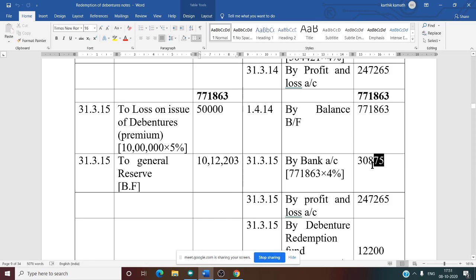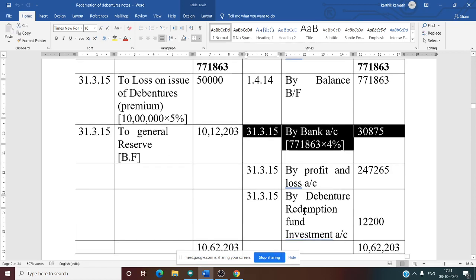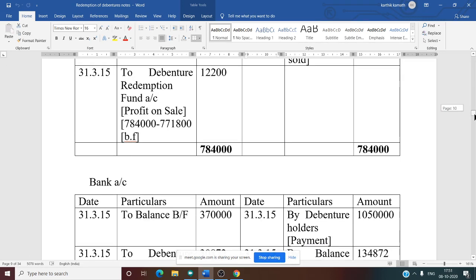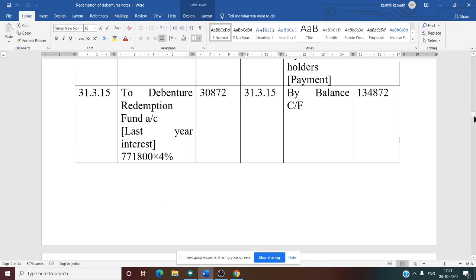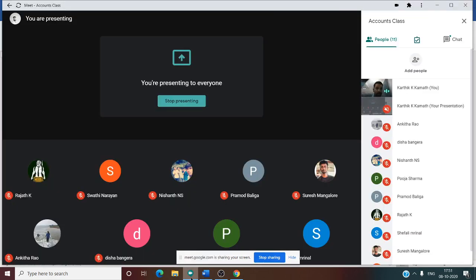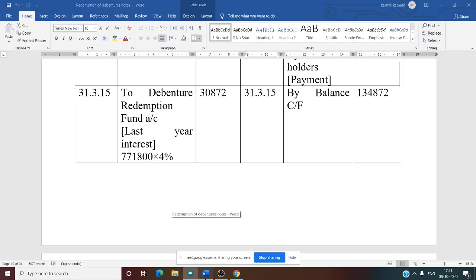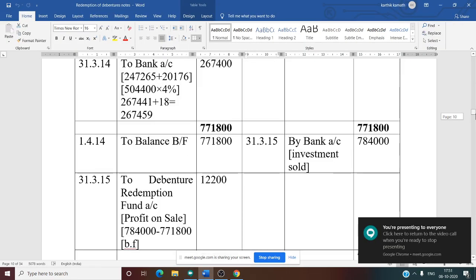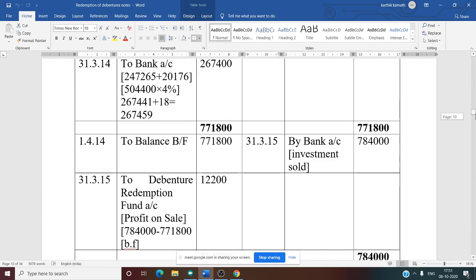Do you see this one? Last year by bank account 30,875. That is our interest. So that amount we need to write in the bank account, but there is one twist here. What is that? In multiples of 100 only. In multiples of 100 only. So now what we are going to do here, once we need to go to the DRF investment account.